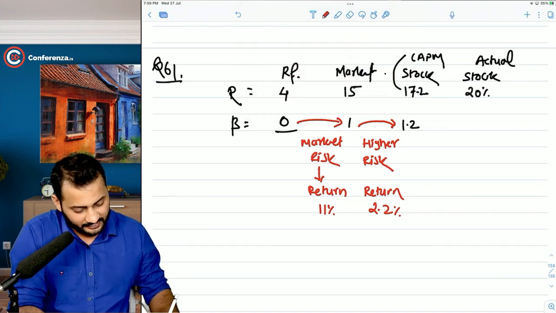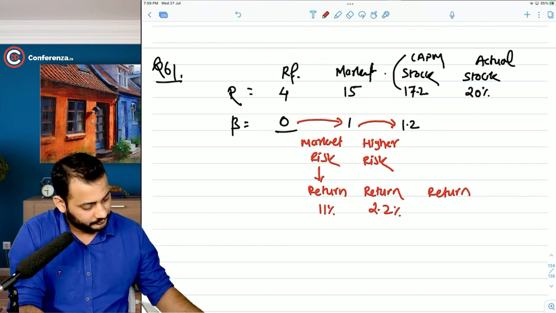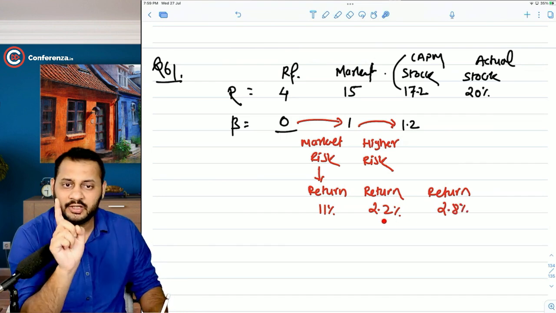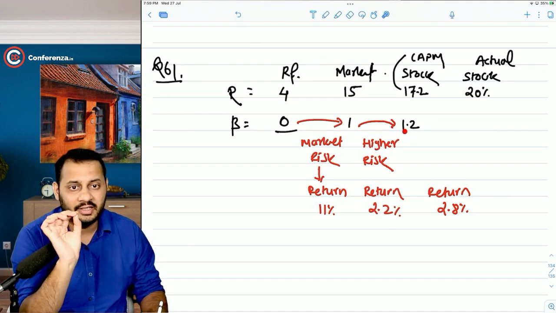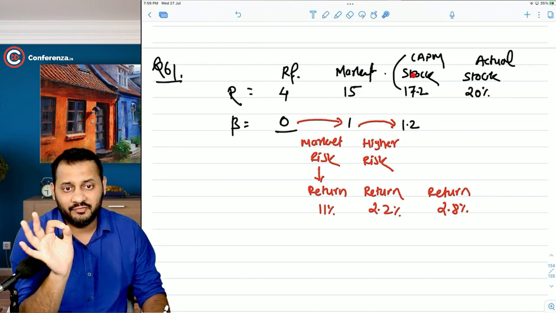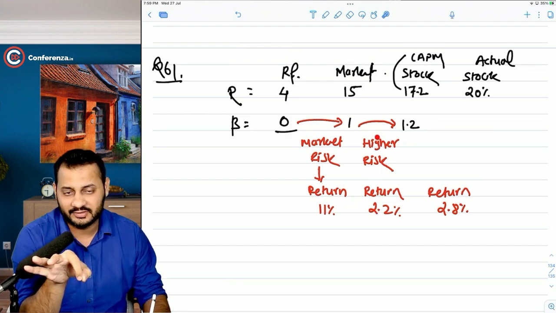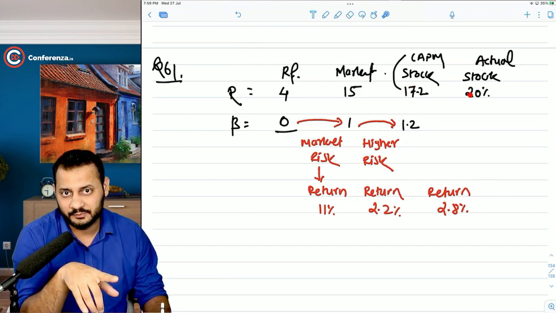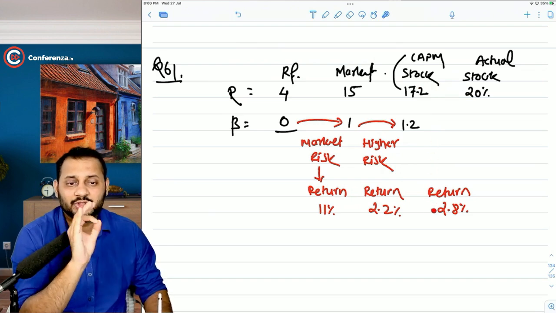What will you call this return? What will you call this return of 20 minus 17.2? Because this 2.2 includes the entire higher risk that you have taken by investing in this stock. If you are getting this much return, then you will attribute that 2.2% to higher risk from 15 to 17.2. But if you are actually earning 20%, the extra 2.8% that you have earned, what exactly are you going to call this 2.8%?